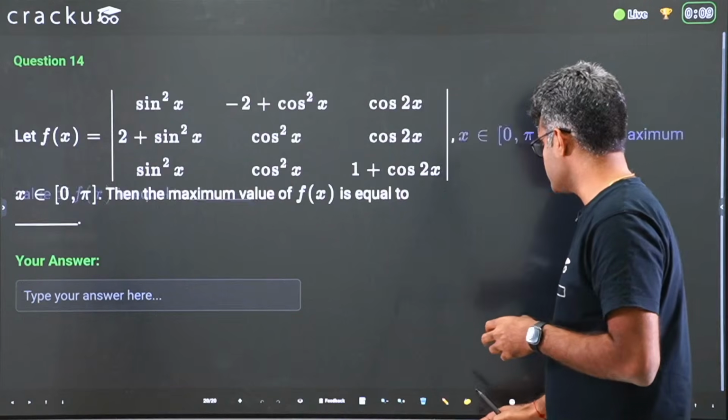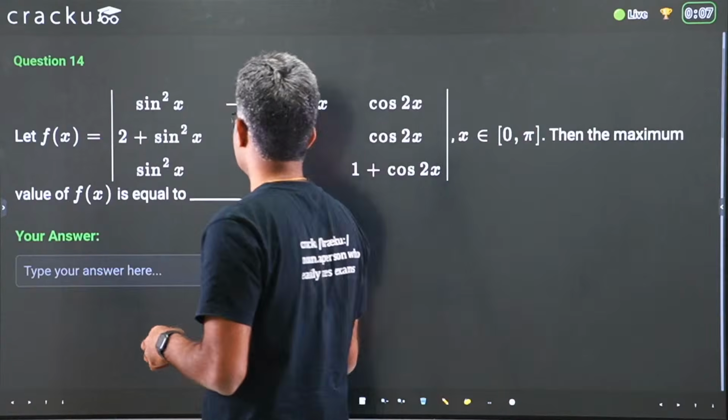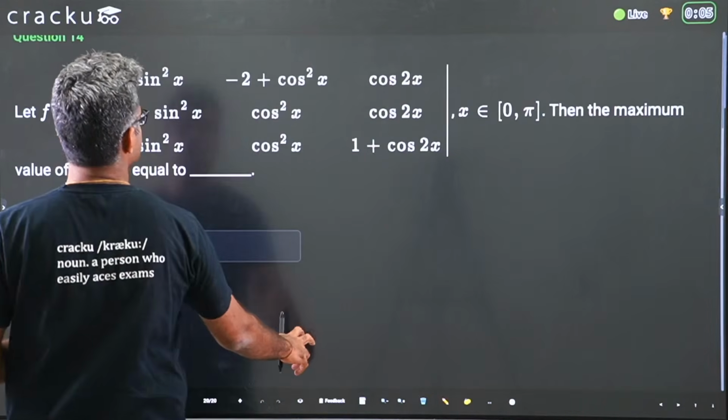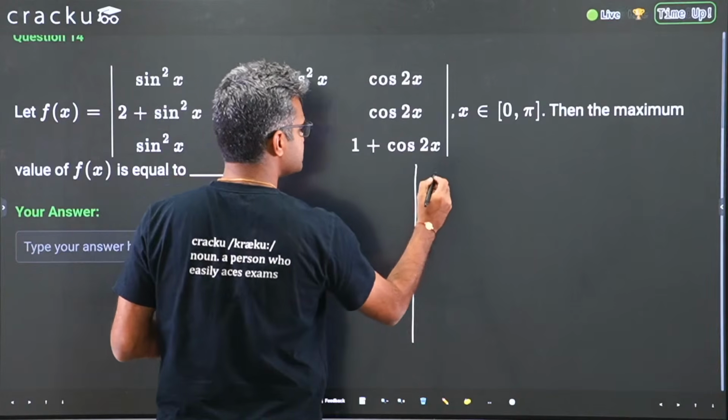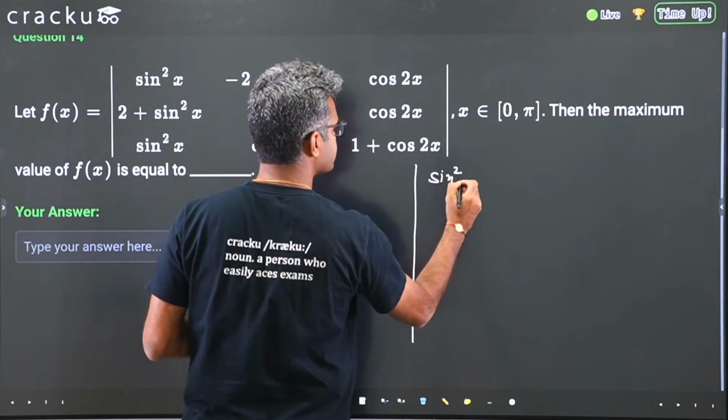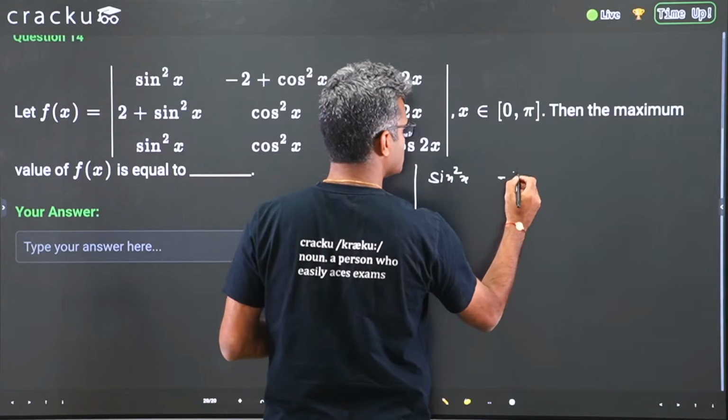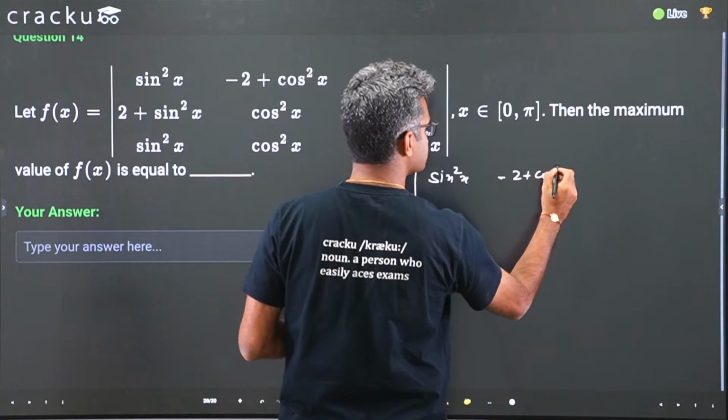Okay, let us try to answer this question, guys. This is a determinant. We have a lot of sine square x and cos square x. So if you are first writing the determinant, it will look something like this. This is sine square x, and this is minus 2 plus cos square x.